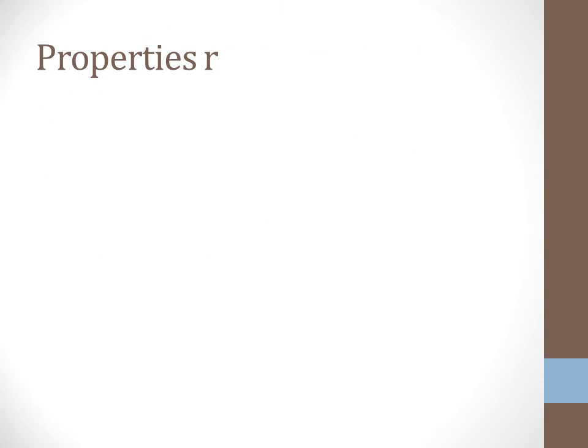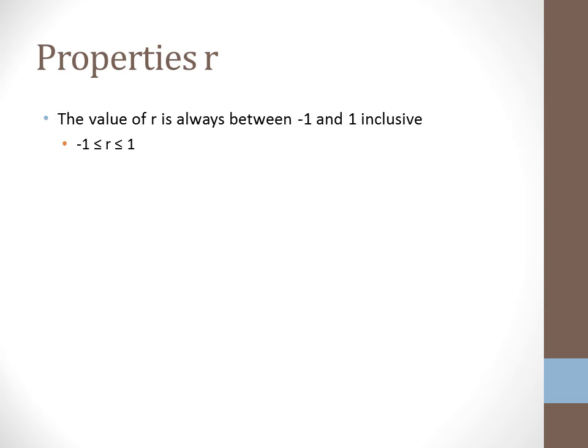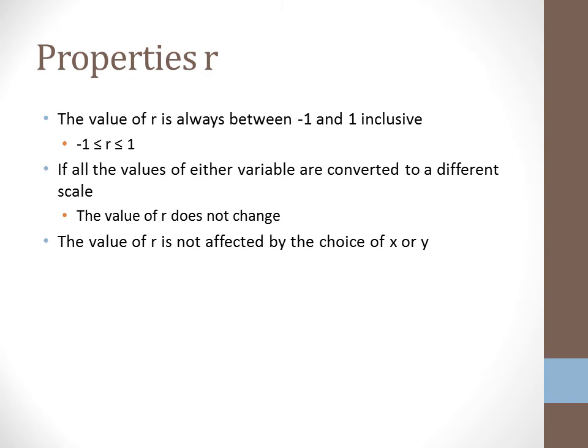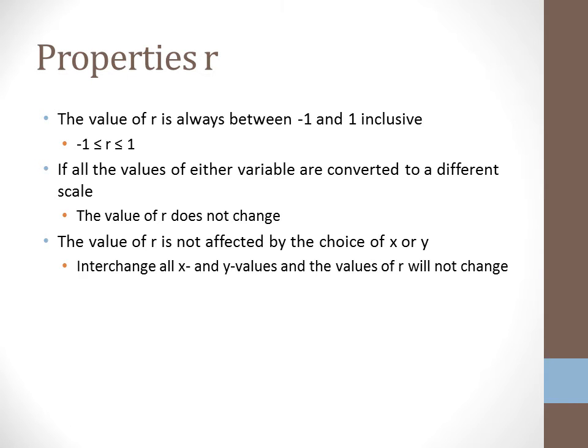Now let's talk about the properties of the linear correlation coefficient R. The value of R is always between -1 and 1 inclusive. Another way you can write it is R is greater than or equal to -1 and less than or equal to 1. If all the values of either variable are converted into a different scale, the value of R does not change. The value of R is not affected by your choice of X or Y. Interchange all the X and Y values, and the value of R will not change.